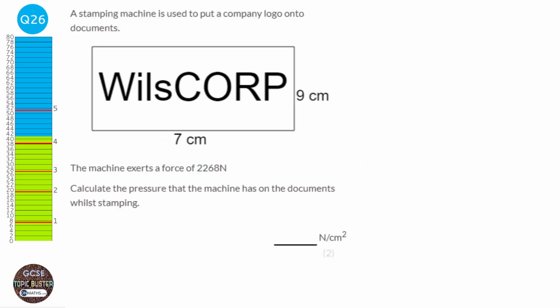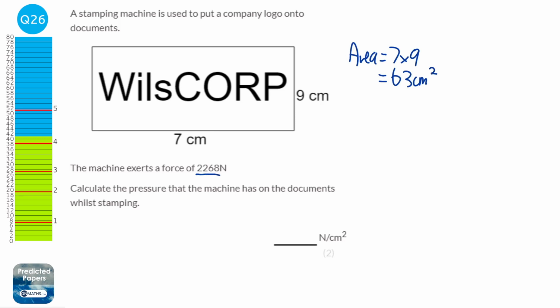To find the pressure, we need the area and the force. And we're given the force in the question, and so all we need to do is find out what the area is, which will be the 7 times the 9, which will be 63 centimeters squared, and the force is given to us in the question.